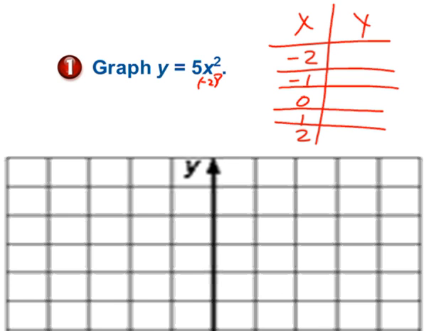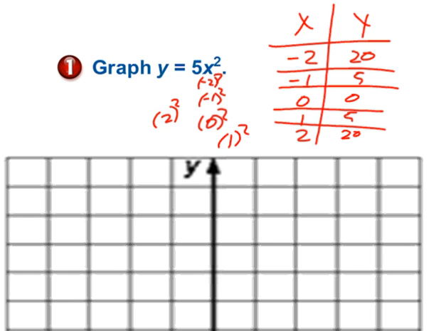-2 squared, of course, is 4. 4 times 5 is 20. -1 squared is 1 times 5 is 5. 0 squared is 0 times 5 is 0. 1 squared is 1 times 5 is 5. And positive 2 squared is 4 times 5 is 20.